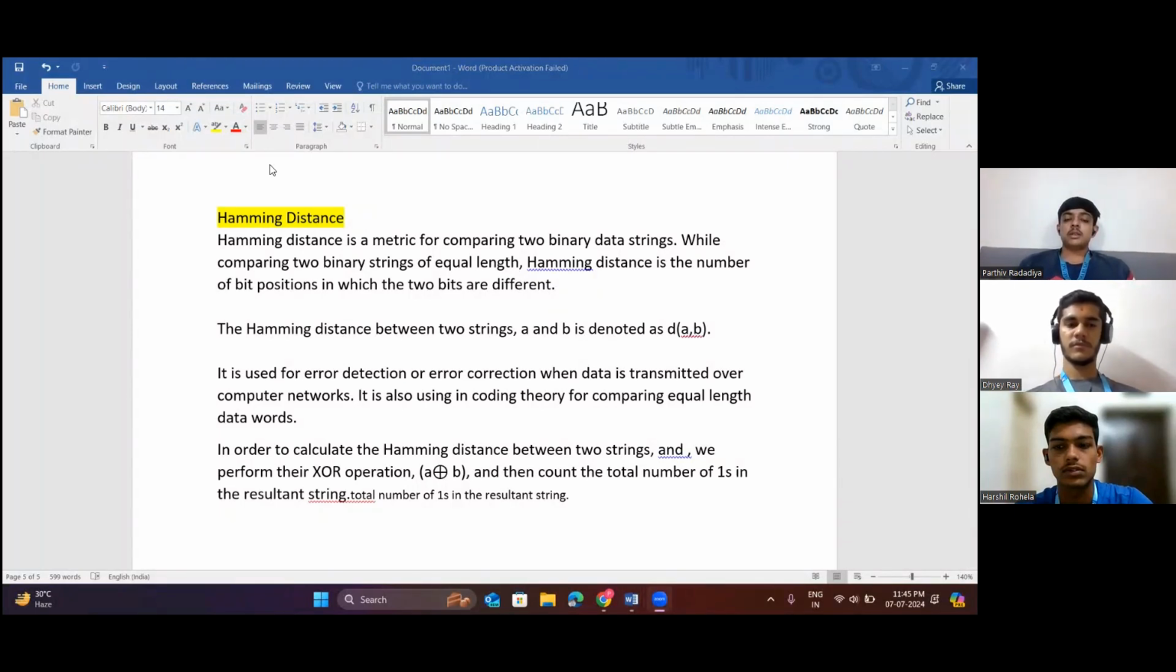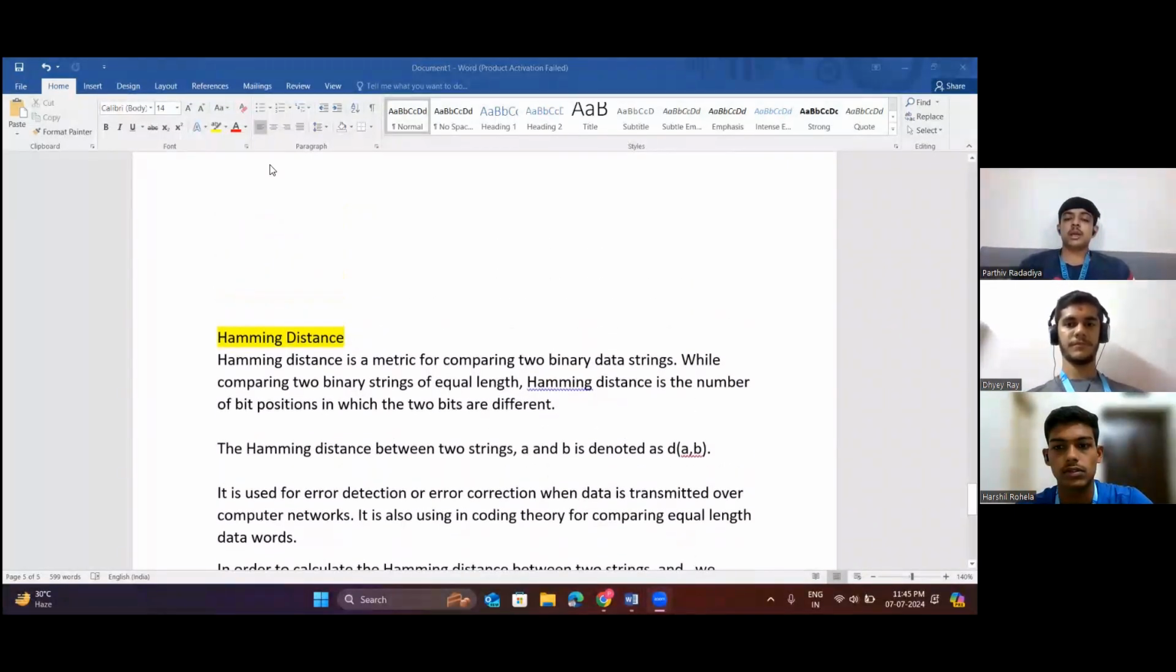And all these distance techniques are used in both the algorithms that my friend and I have explained.